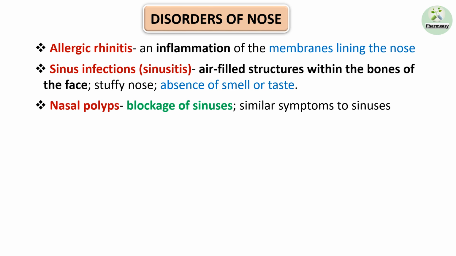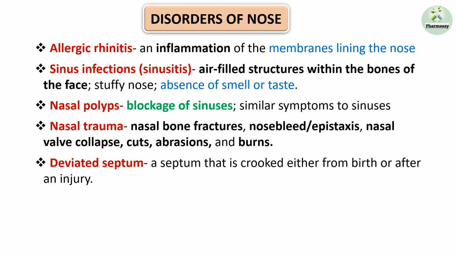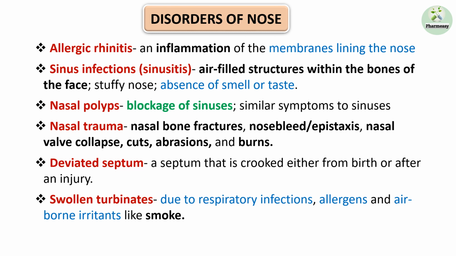In this, sinuses are generally blocked, and its symptoms resemble sinusitis. Nasal trauma. It includes nasal bone fractures, nosebleed or epistaxis, nasal valve collapse, cuts, abrasions, and burns. Deviated septum. This is a septum that is crooked either from birth or after an injury. Swollen turbinates. It is due to respiratory infections, allergens, and airborne irritants like smoke.